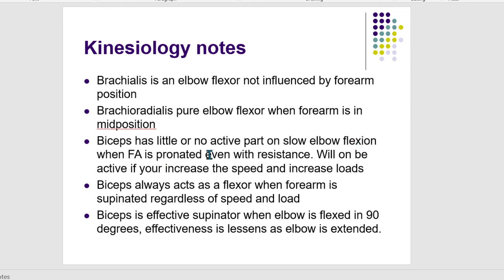So when your forearm is pronated, its activity is very little. Basically, it is more on the brachialis, unless there is a load. Biceps always acts as a flexor when the forearm is supinated, regardless of speed and load.